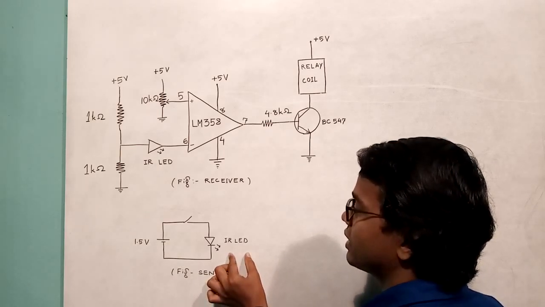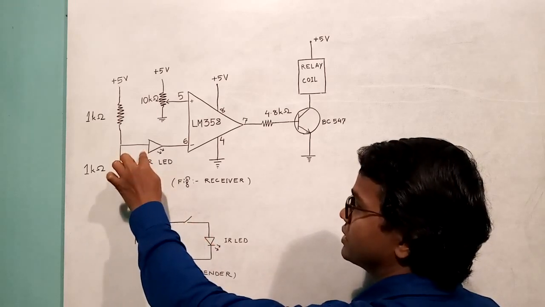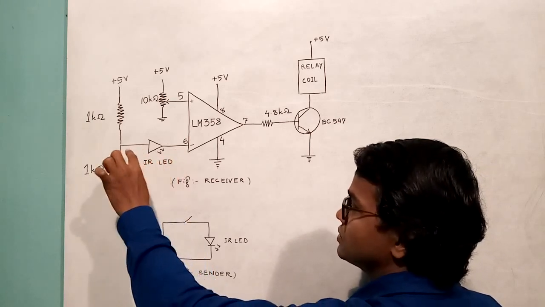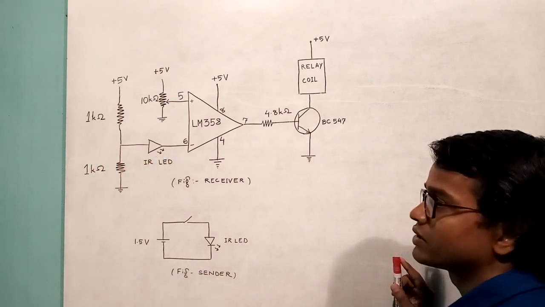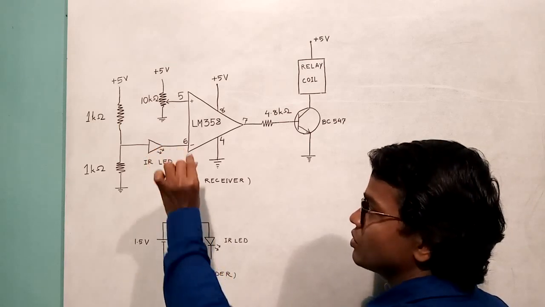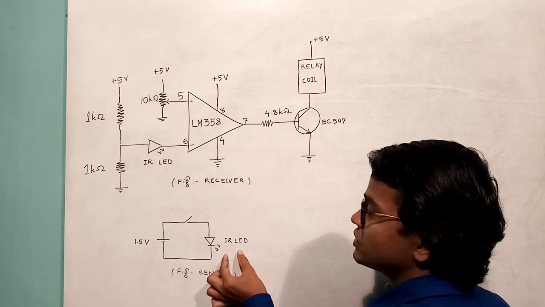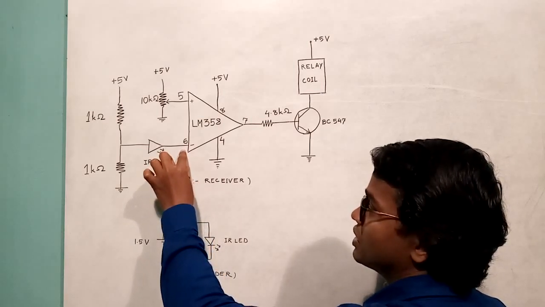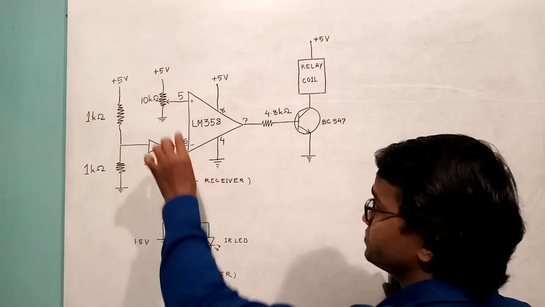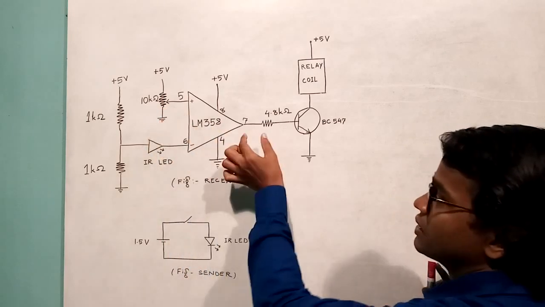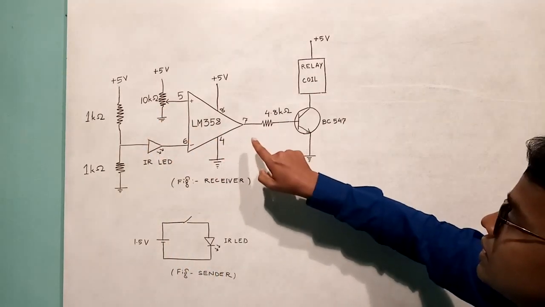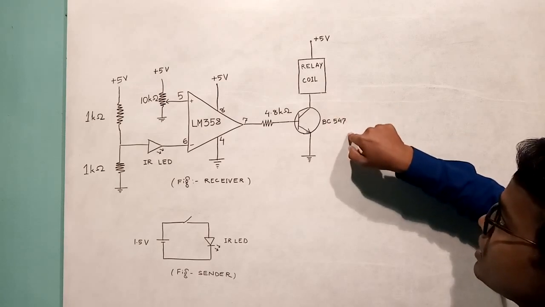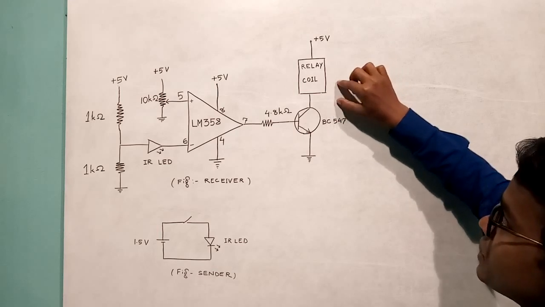When infrared light falls on this infrared LED, there develops a negligible amount of voltage, and these two voltages are in subtractive polarity. So at pin number 6, the voltage decreases when light falls on this LED. When the voltage at pin number 6 becomes less than 1.6 volt, there exists a voltage difference and there is an output available. When there is a base current, the collector current of the transistor BC547 flows in the relay coil and the relay operates.